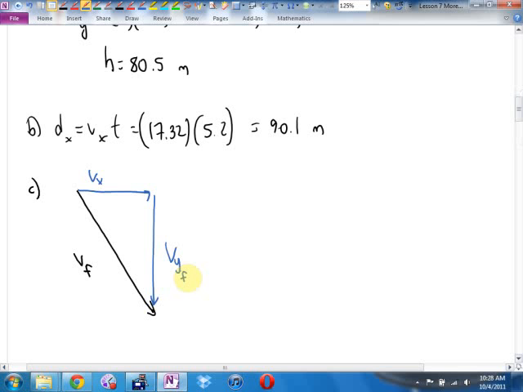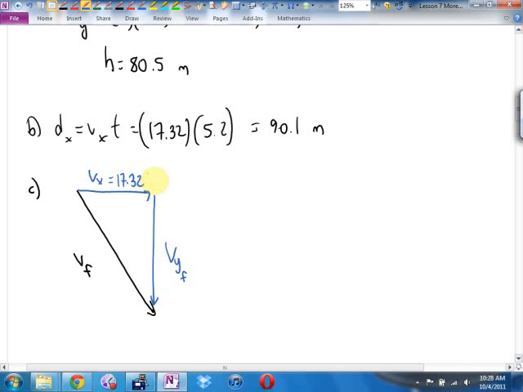By the way, why did I put a final on there, but I didn't bother putting a final on there? Yeah, Vx doesn't change. You can, it's not wrong. Vx final is Vx initial, is Vx middle, is Vx whenever. So I'm lazy. It's an extra letter. And in fact, I can fill in Vx. It's 17.32.